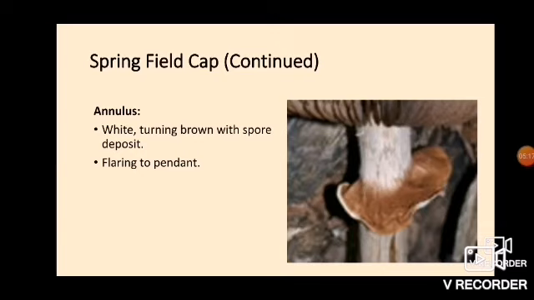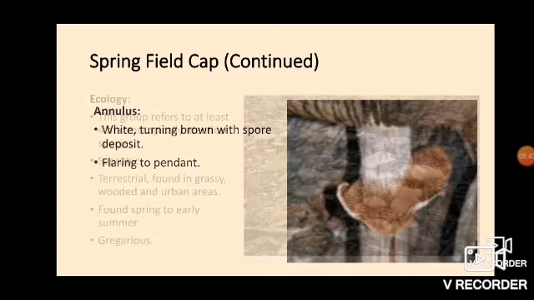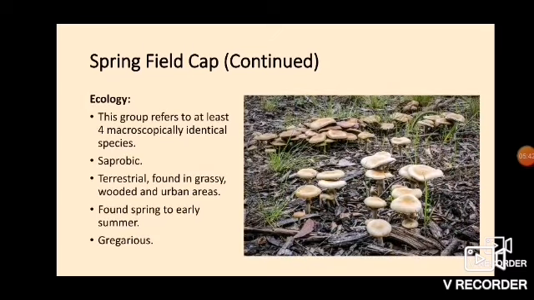There is a ring, so the annulus is white initially, and it turns brown as it matures because it has that spore deposit that's building up on it. And it's flaring dependent, so if the annulus is big enough, it will have enough weight to kind of droop downwards. Otherwise, it'll just flare outwards like you're seeing here. So, just to mention again, this group refers to at least 4 macroscopically identical species, all of which are likely to be occurring here in Saskatchewan.